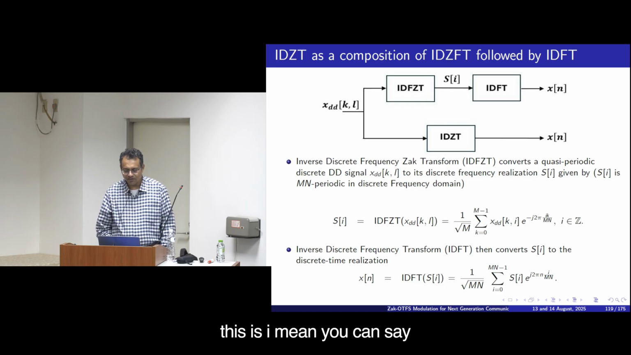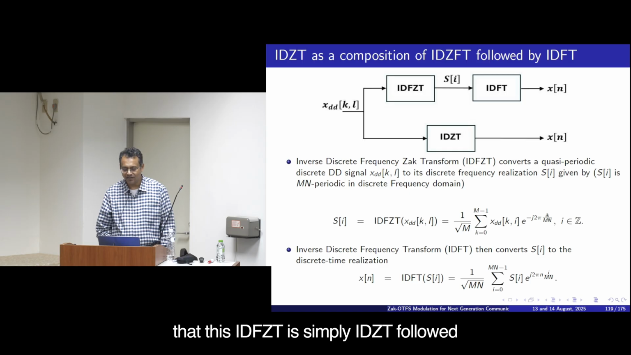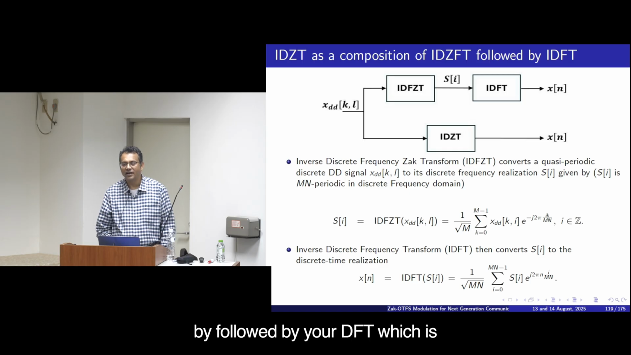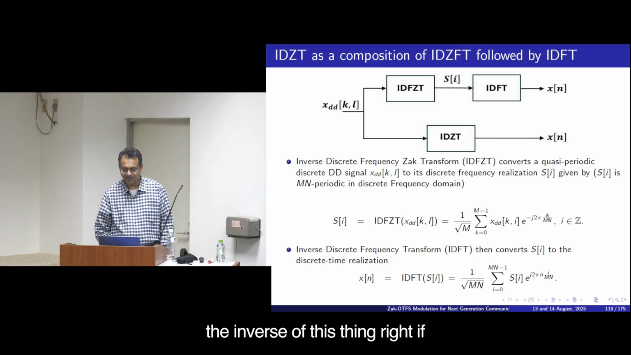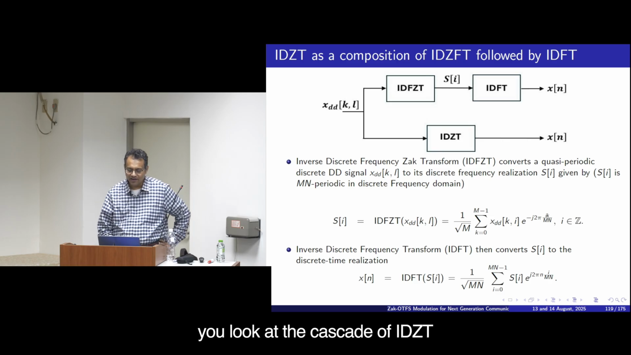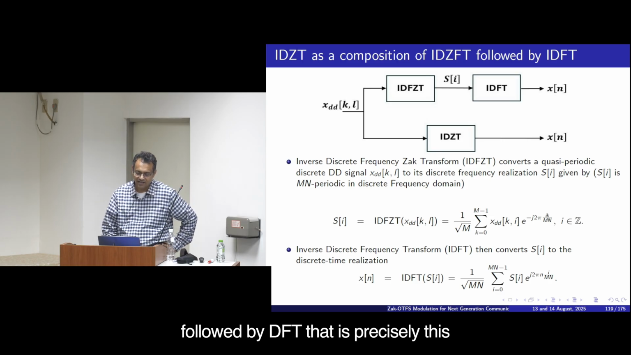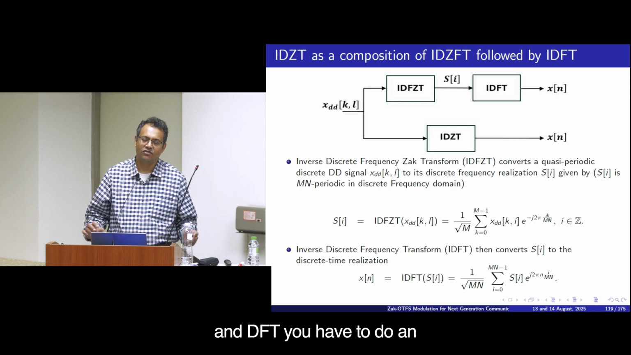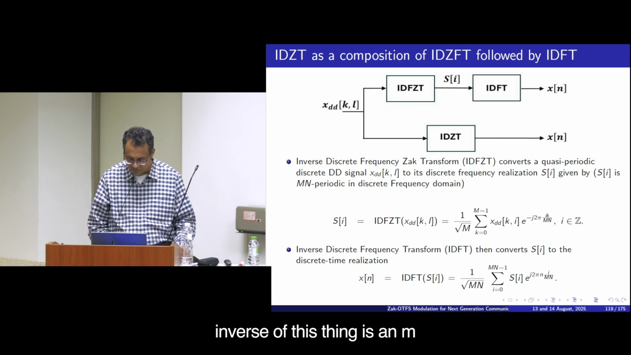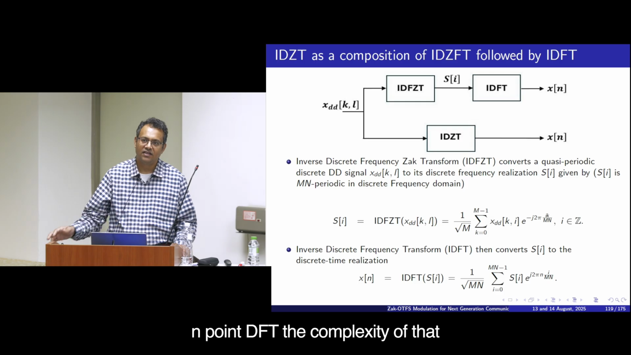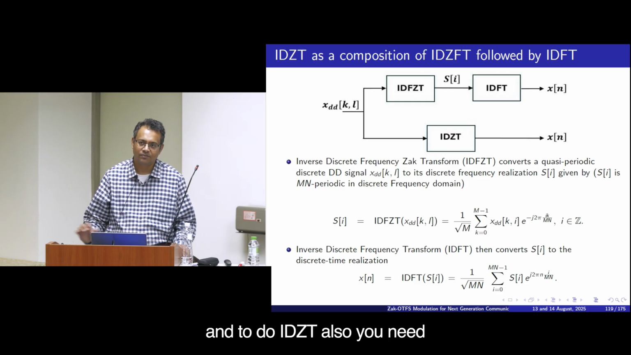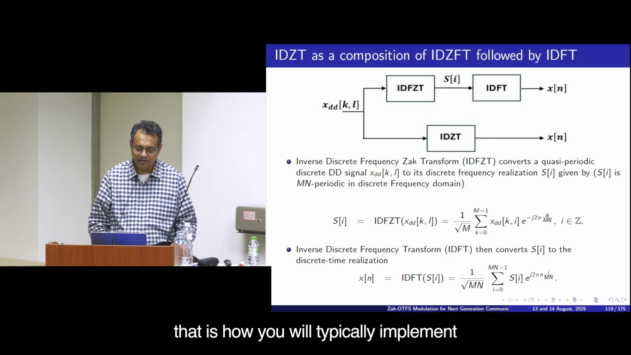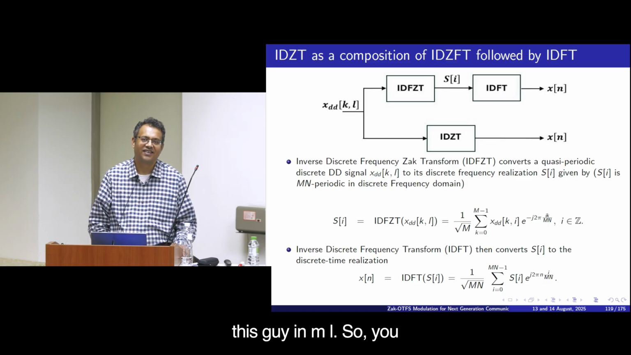You can say that this IDFZT is simply IDZT followed by your DFT, which is the inverse of this thing. If you look at the cascade of IDZT followed by DFT, that is precisely this. And the inverse of this thing is an MN point DFT. The complexity of that is Mn times log Mn, and to do IDZT also you need Mn times log Mn. So, that is how you will typically implement this in ML.